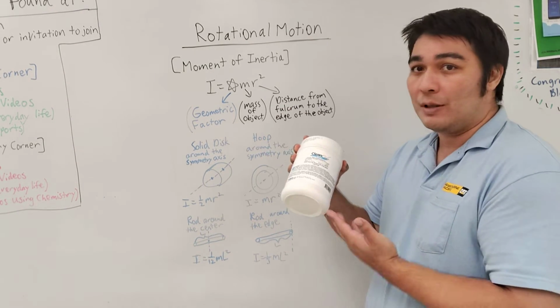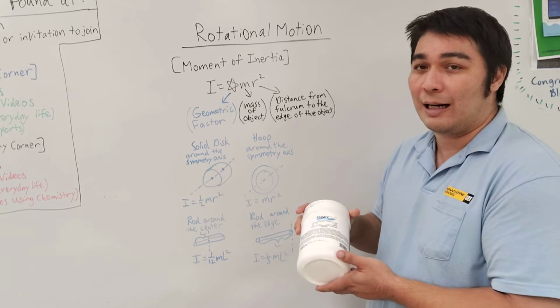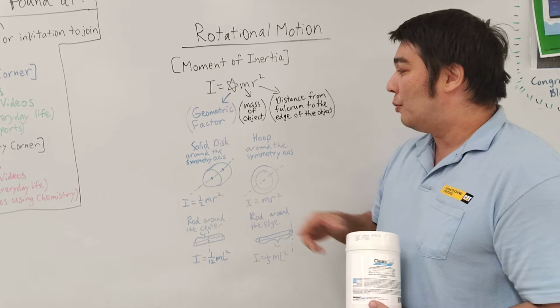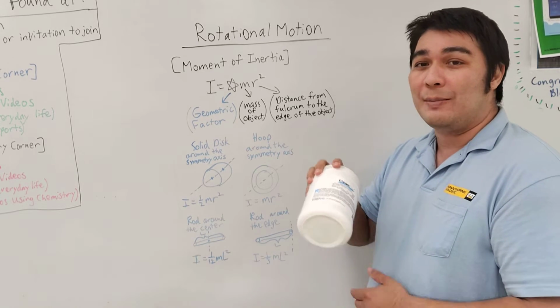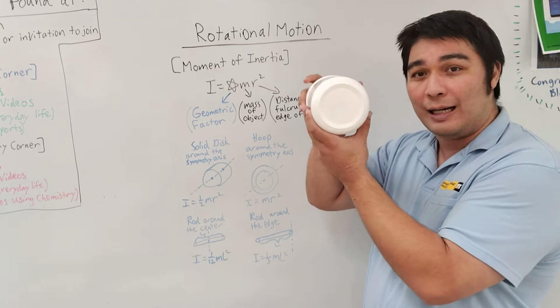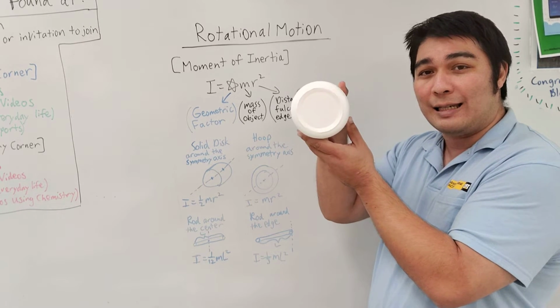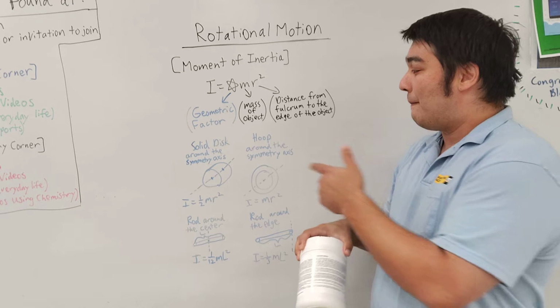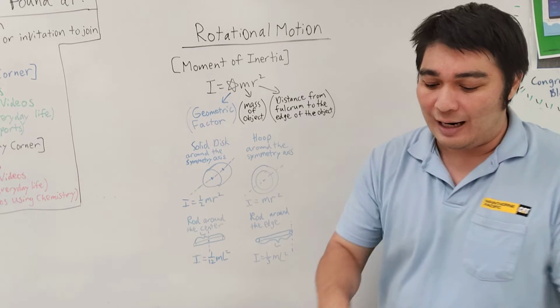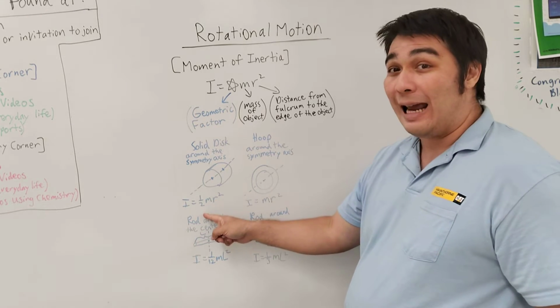So you have something like this. It is some wipes that I have in my class, and this represents the solid disk rotated around the symmetry axis. So for example, if I had a disk like this, a solid disk, and I rotated it like this, that would be this moment of inertia. I would be looking up this factor, and that factor is 1/2.